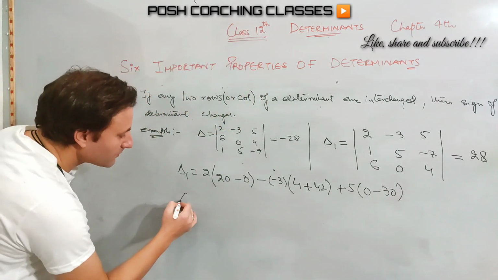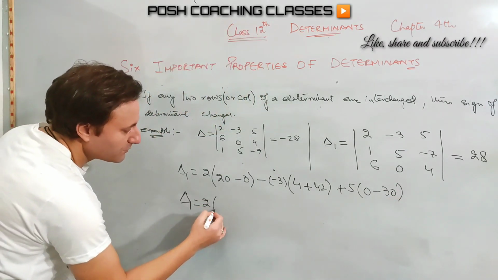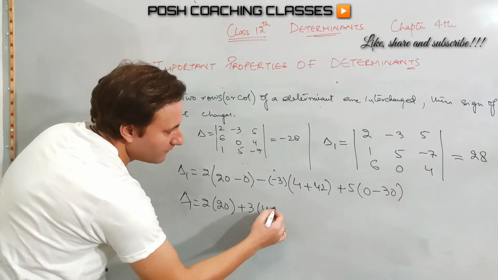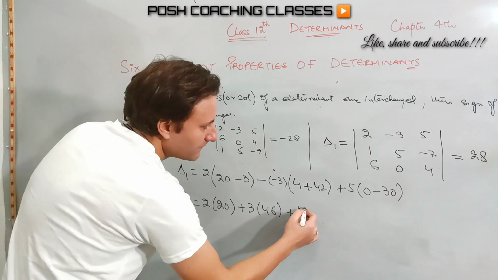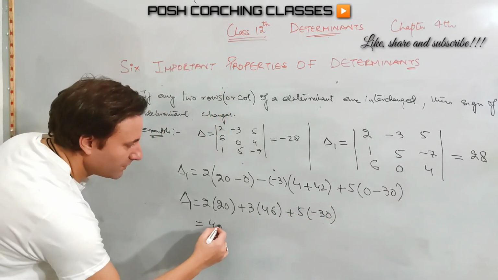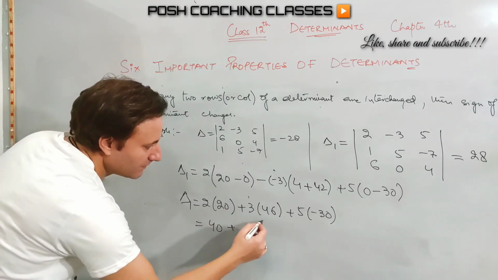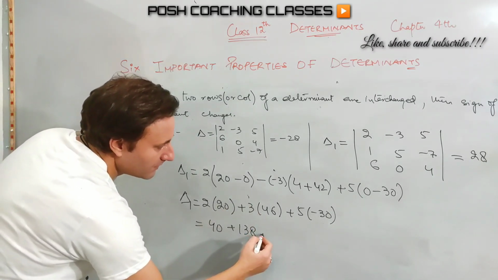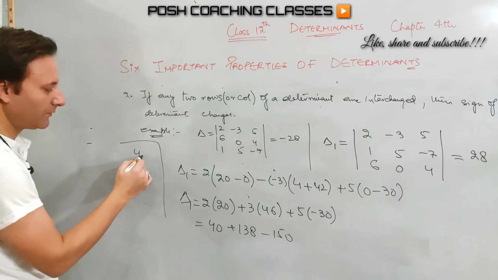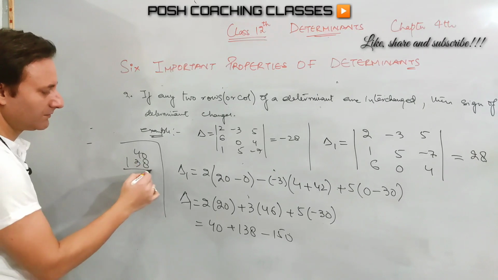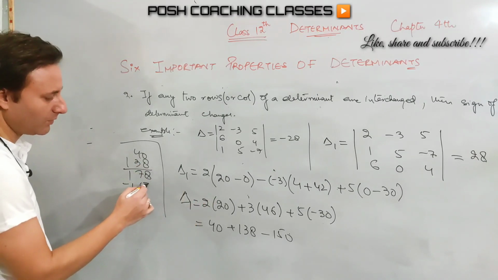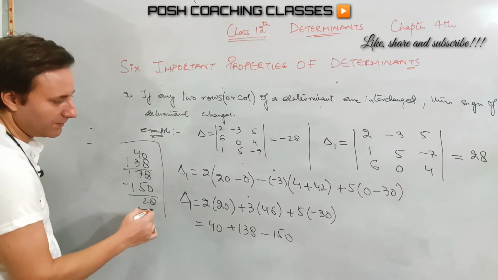Now, delta 1 is equal to 2 times 20, positive 3 times 46, plus 5 times minus 30. Then it is 40 plus 138, and minus 150. Now I need to add 40 and 138, that is 178, and then I have to deduct 150, that is 28.